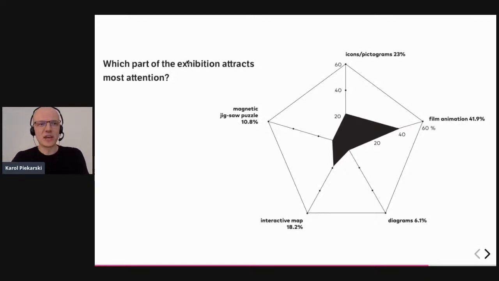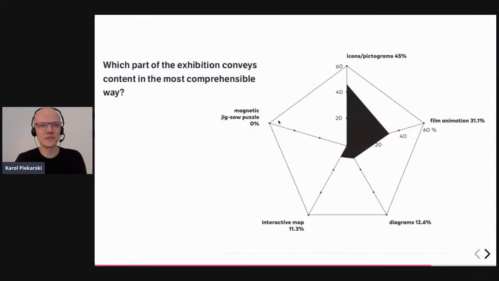And this is interesting: which part of the exhibition attracts most attention? The film animation, because it was also there, I didn't show it. And also, which part of the exhibition conveys content in the most comprehensible way? It was pictograms, and again, film animations and diagrams are not that popular at all.